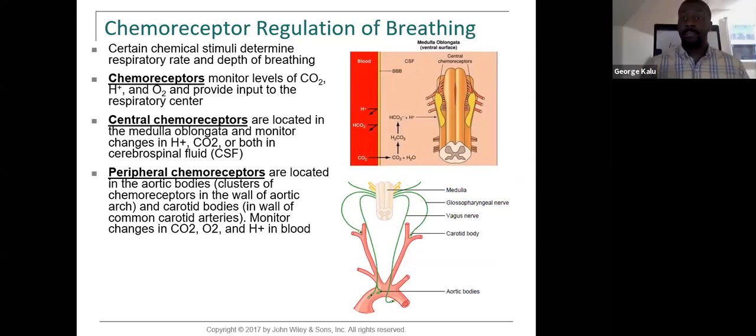Do I need to breathe faster? Do I need to breathe slower? Do I need to breathe deeper? Do I need to not breathe as deep? It's going to be able to regulate your breathing and your respiratory rate. Okay. So we've got two types of chemoreceptors.